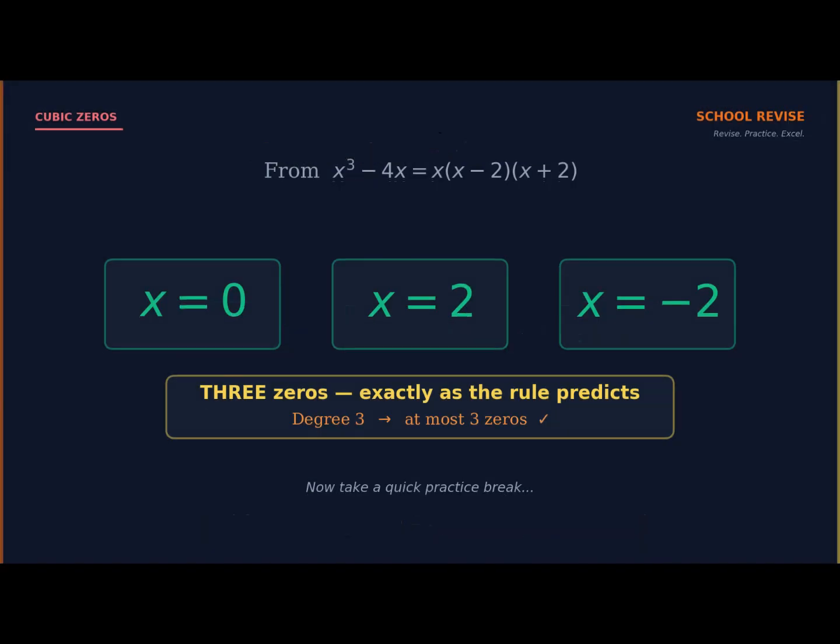A cubic polynomial has three zeros. Just like the rule we learned earlier. Degree 3, at most 3 zeros.